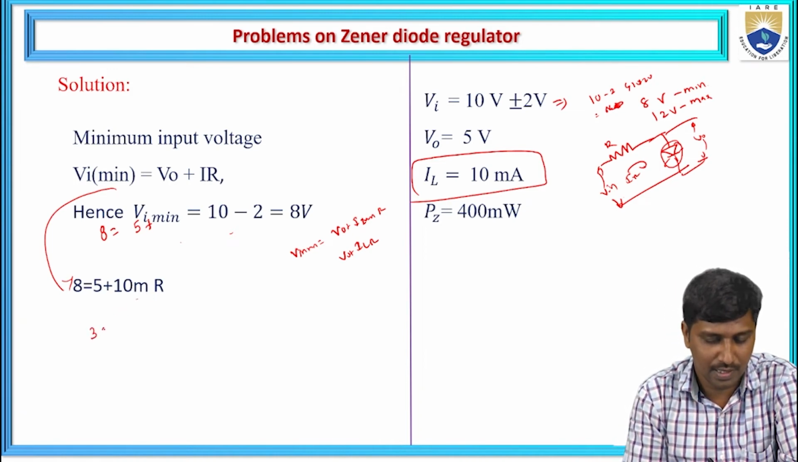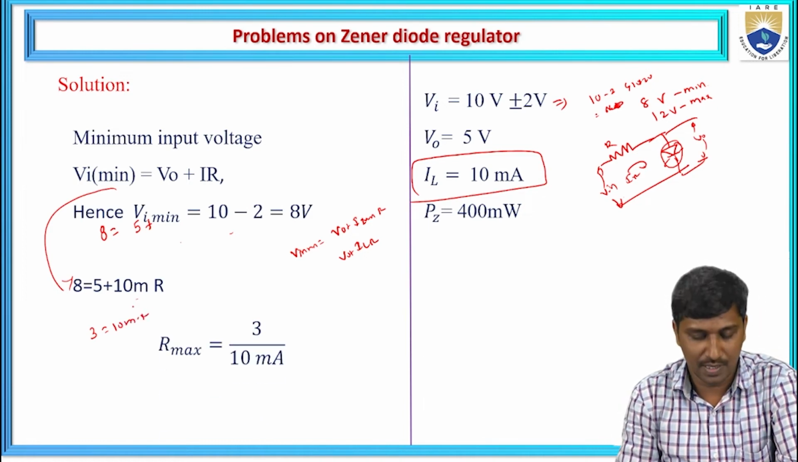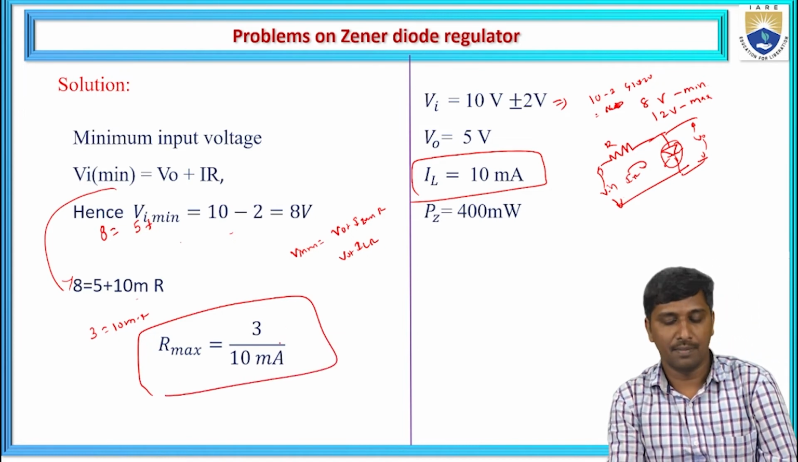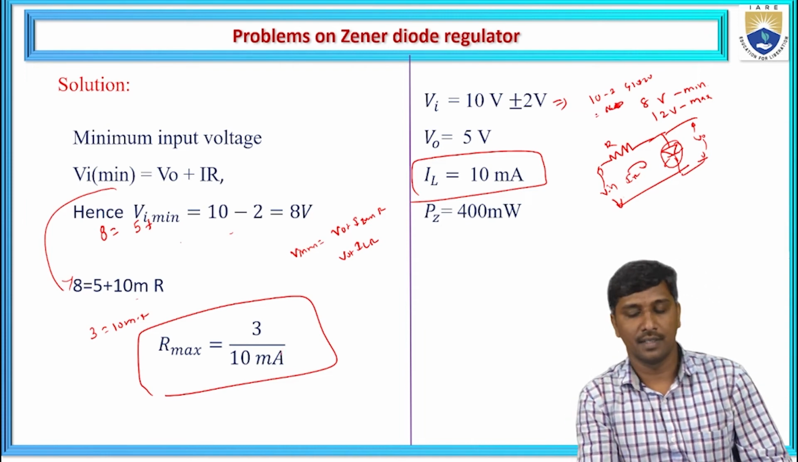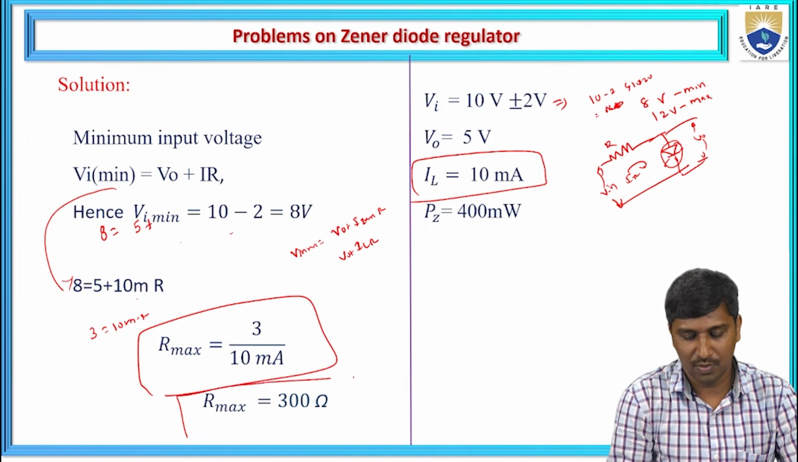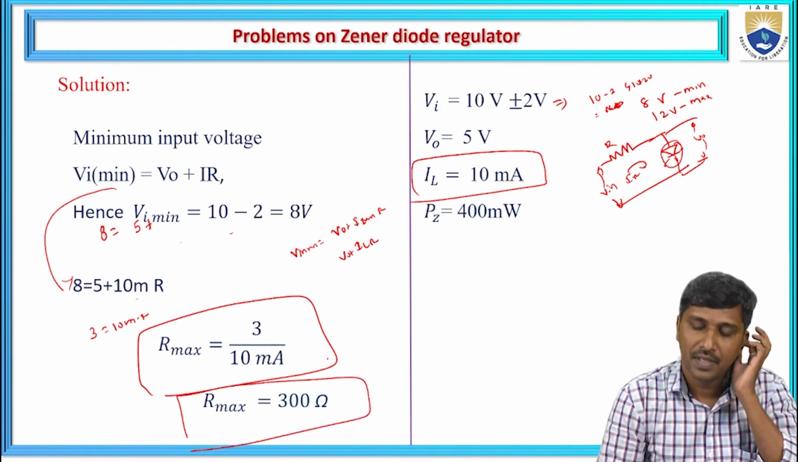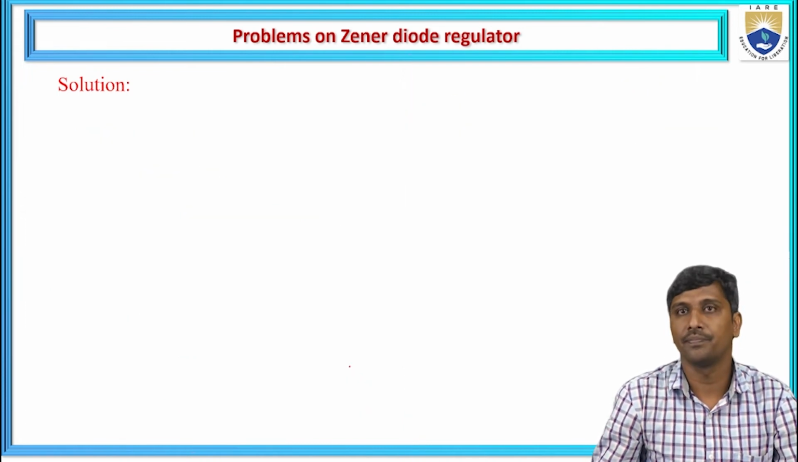So 3 is equal to 10 milliamperes into R. From this, the R maximum is represented as 3 by 10 milliamperes. So hence that value is equal to 300 ohms. The maximum resistance for the given specifications is 300 ohms.